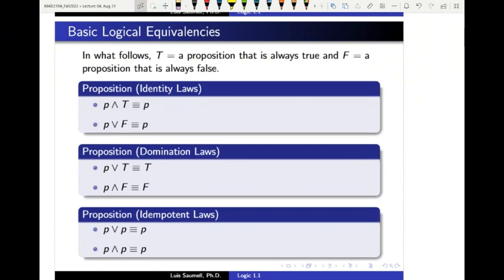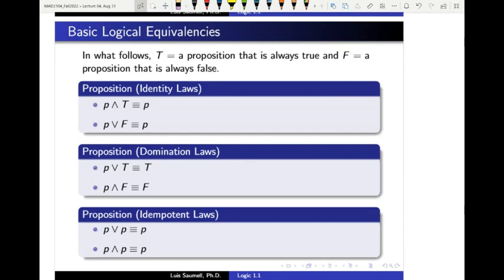So now P is any proposition. If you have P and something that's always true, what do you think is the truth value of this expression? It depends on P, right? If P is true, this will be true. If P is false, this will be false. So this is equivalent to P. This is like saying 2 times 1. That's just 2. The 1 is not doing anything. So this is telling you that a tautology is neutral with respect to the conjunction. If you do something and a tautology, that's just the something that you have in here. That's like multiplying by 1 or adding 0. Tautology is neutral with respect to this operation.